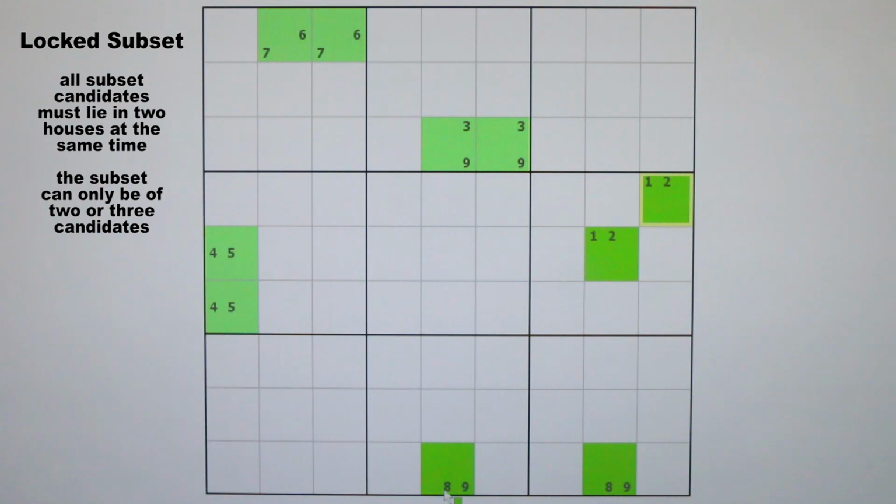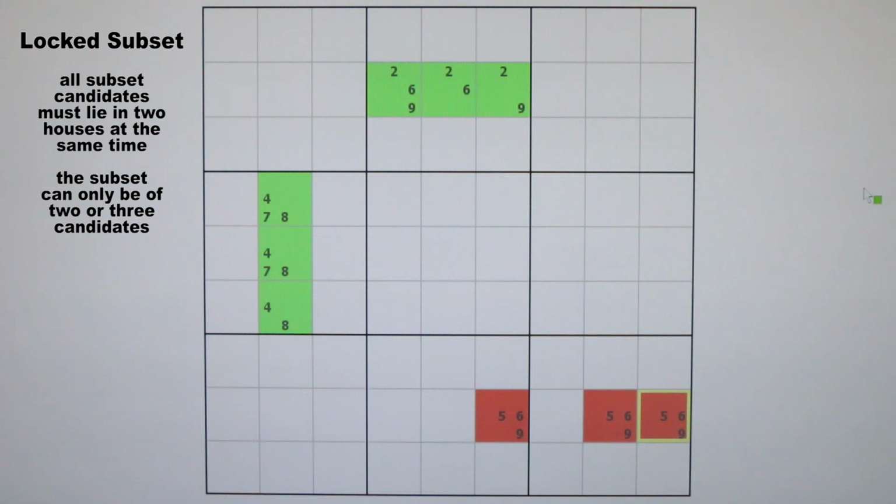Now notice down here, this 8 and 9, 8 and 9, this is a naked pair, and it lies in row 9. But this naked pair does not share the same block, so it cannot be a locked pair. It's a naked pair. And up here we have 1 and 2, 1 and 2. This is a naked pair that lies within block 6. But because they don't lie in the same row or the same column, they're only a naked pair and not a locked pair. So now let's look at the triples.